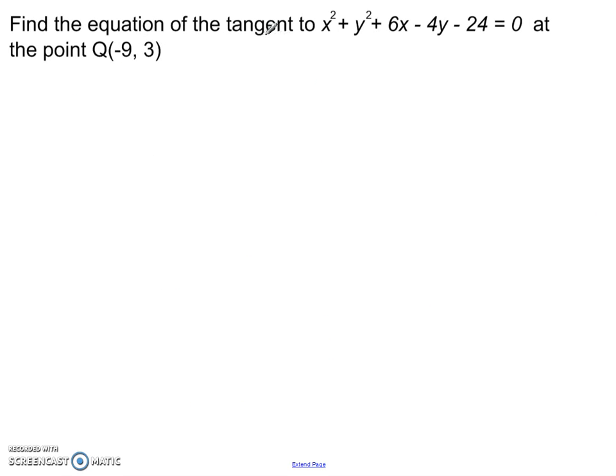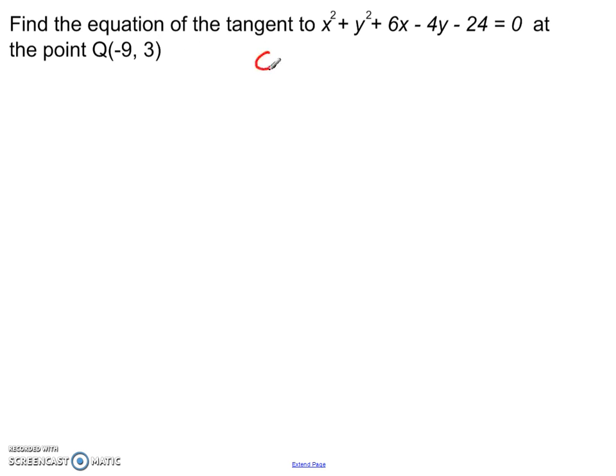Second question, find the equation of the tangent to this circle here at the point Q, which is (-9, 3). Now, to do this, first thing we have to do is find the centre of the circle, then we find the gradient from the centre to here, then we use the fact that perpendicular lines, gradient 1 times gradient 2, m1 times m2 is negative 1, and we get our equation from there.